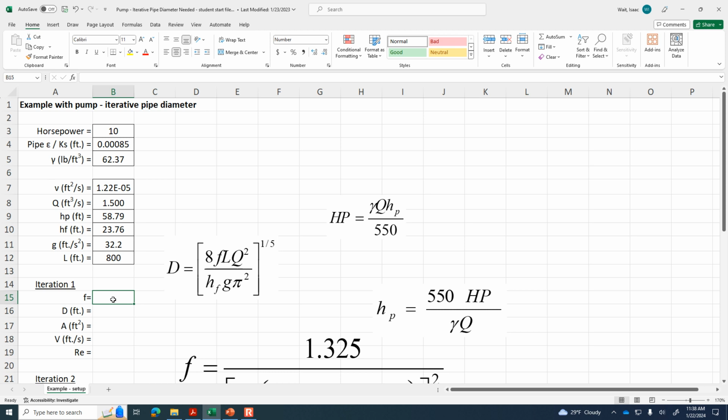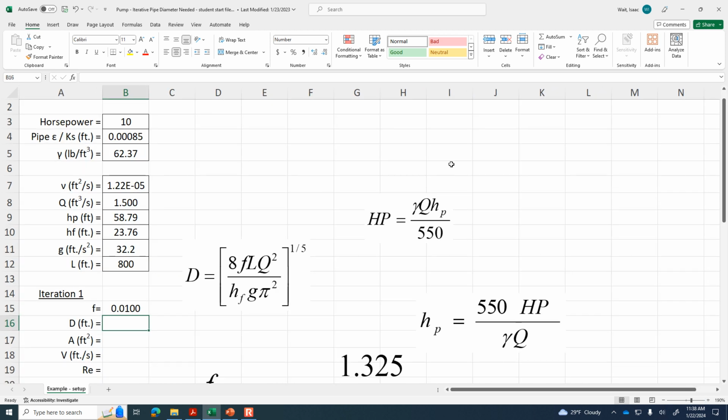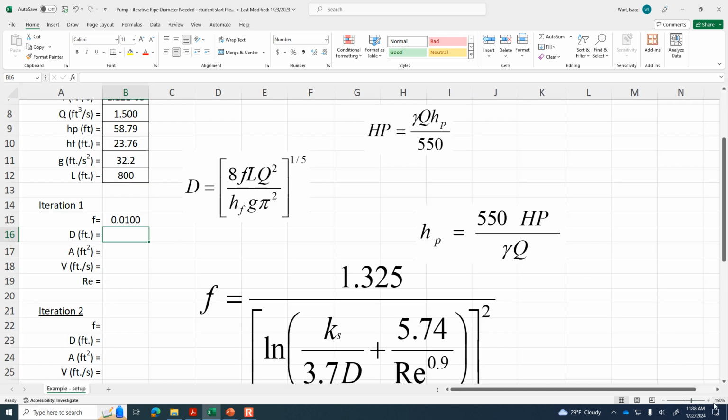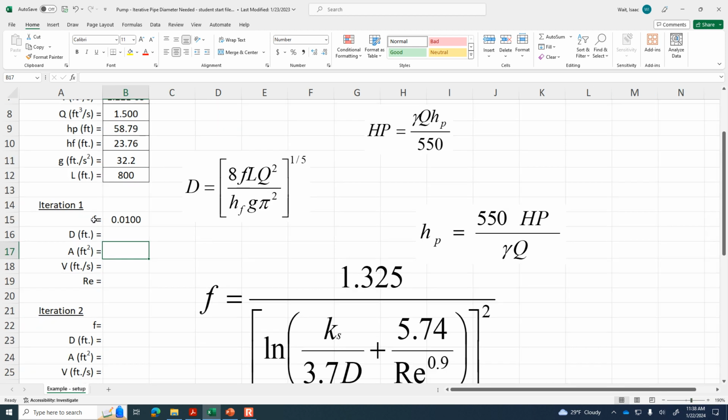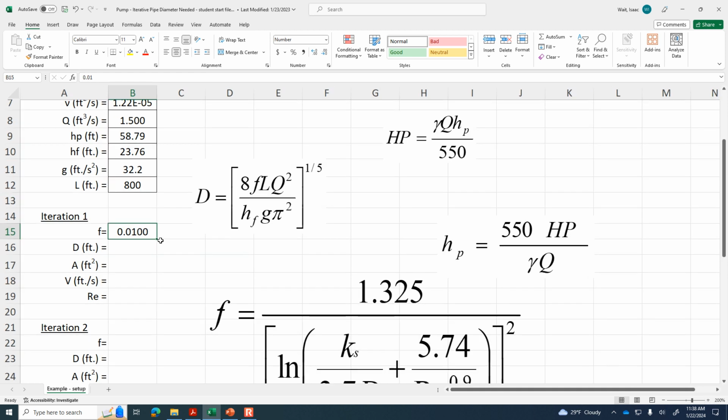So let's just say 0.01 is our guess for the F value in this first iteration. So 0.01 is a little bit on the low side. It would be uncommon to have an F value that low. Okay, so now what is the F value that is needed for a diameter of that size, or for that F value in these flow conditions?